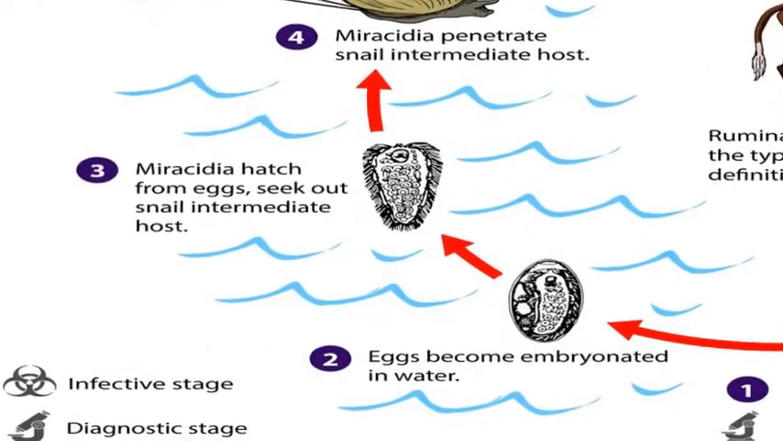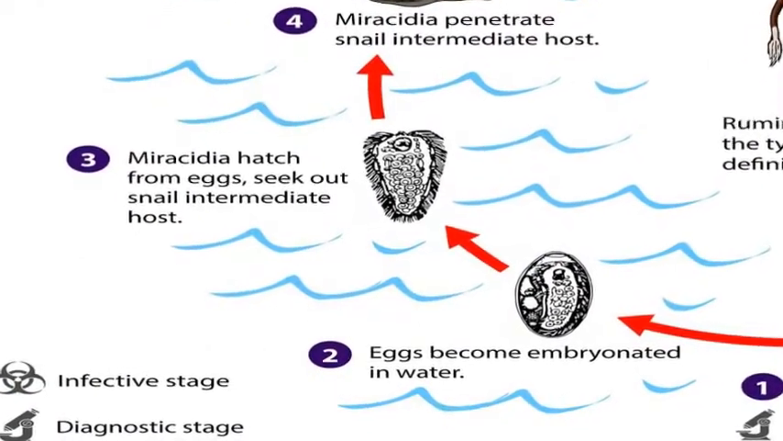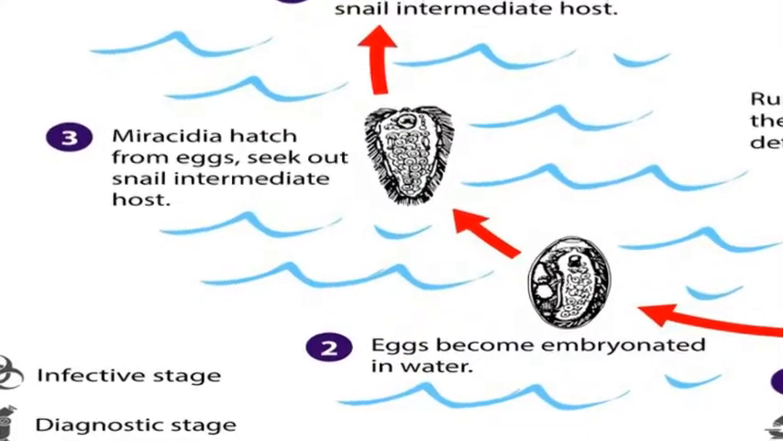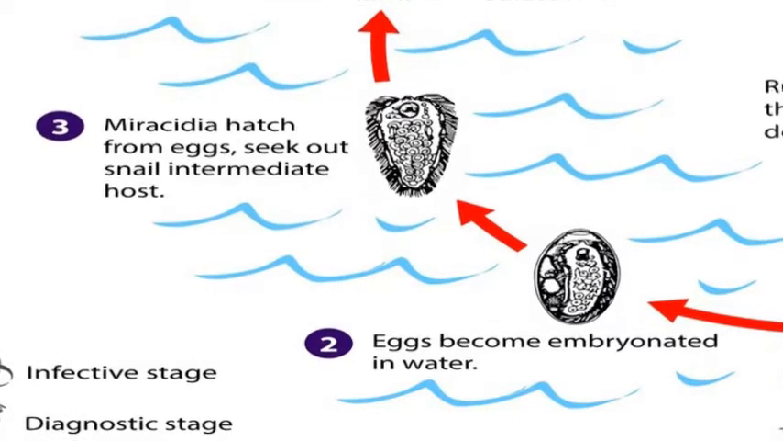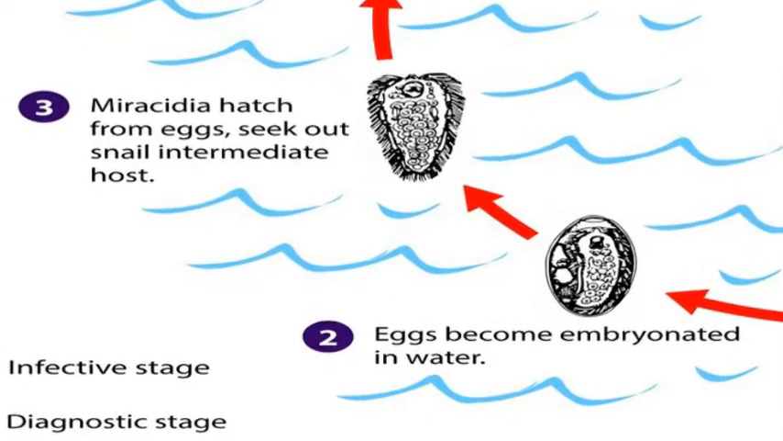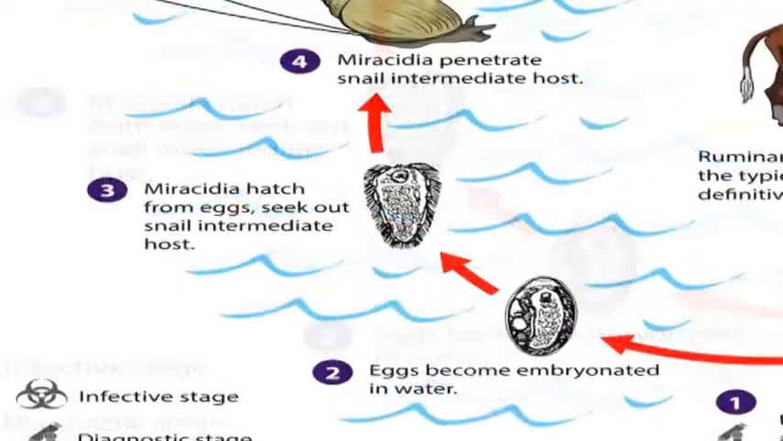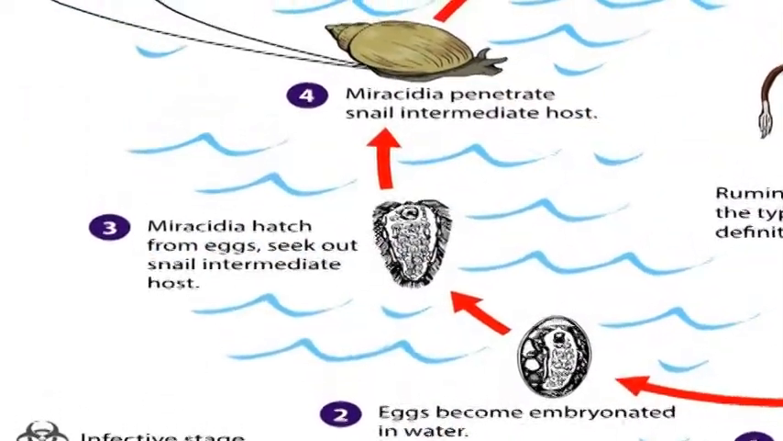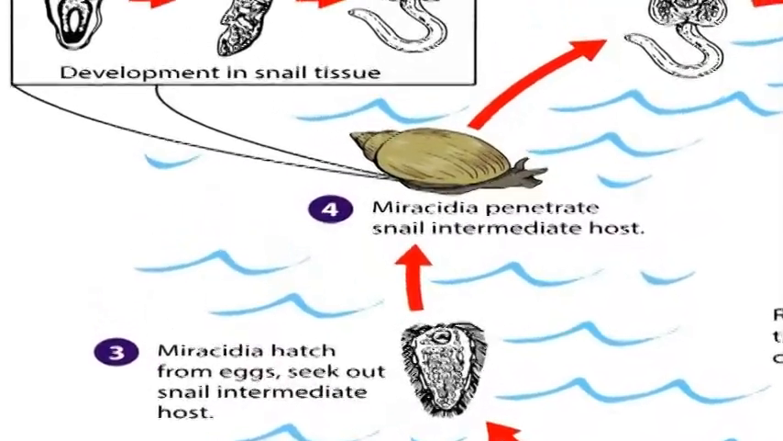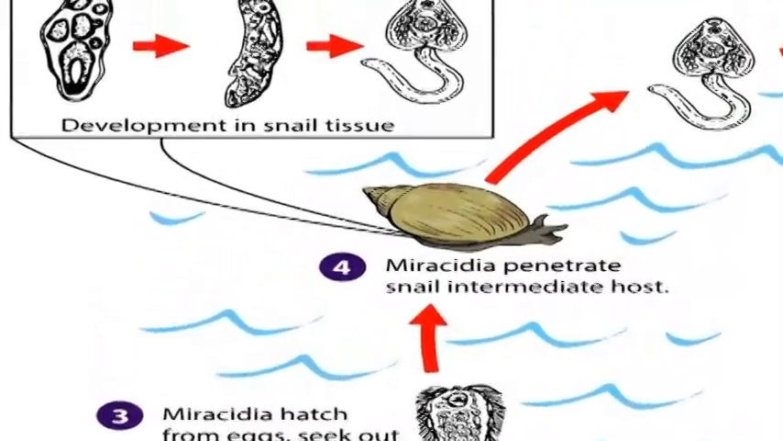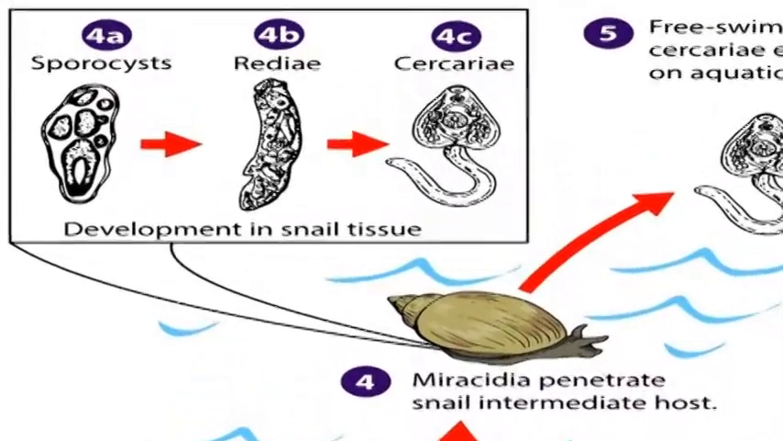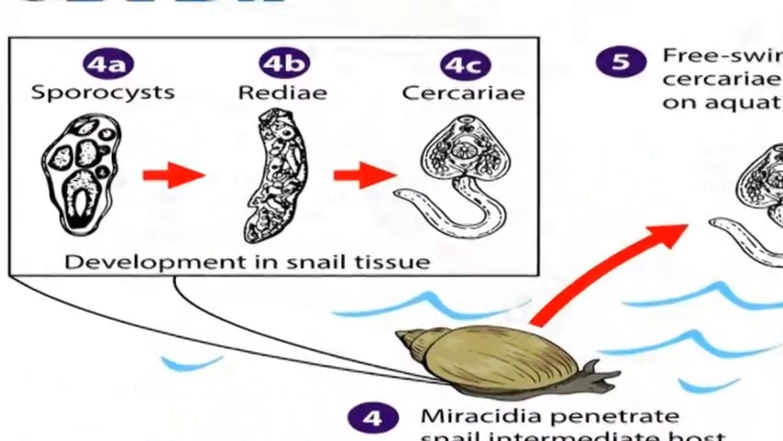So what is miracidia? It is the free-swimming ciliated first larva of a digenetic trematode that seeks out and penetrates a suitable snail intermediate host in which it develops into a sporocyst. So next, 3, which invade a suitable snail intermediate host. In 4, in the snail, the parasites undergo several developmental stages like sporocyst, redia, and cercariae.